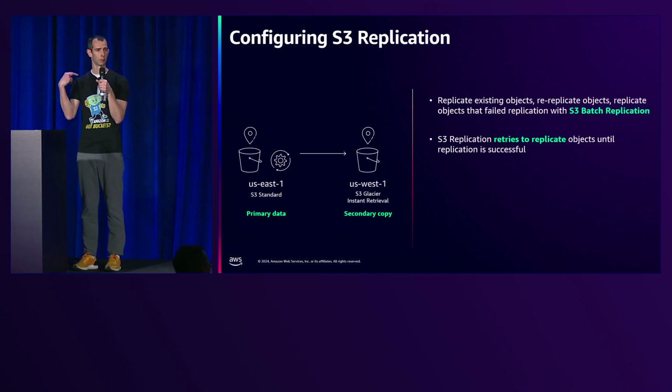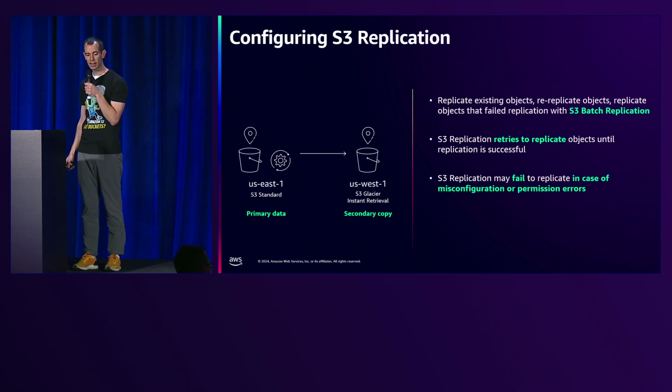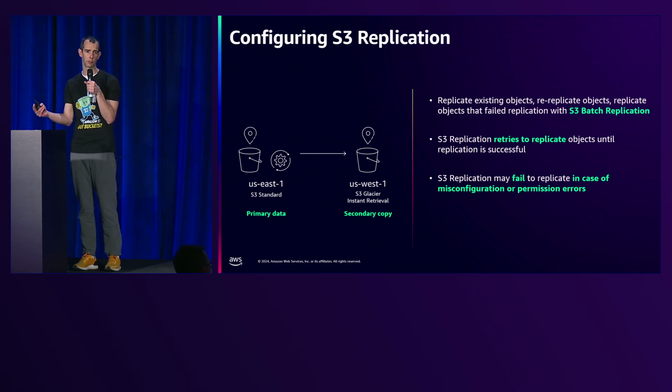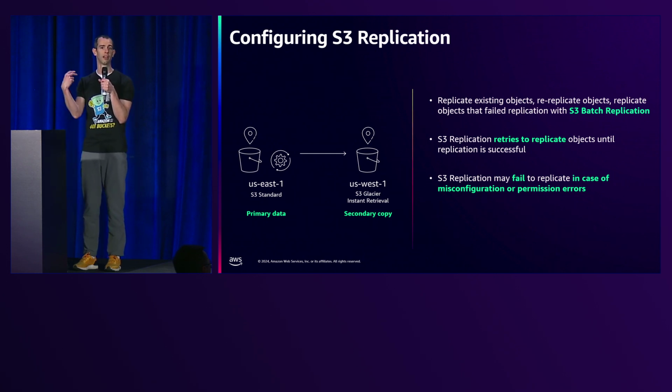Replication retries. It's a persistent system. It's got a number of checks and balances in it, so it's going to replicate everything if the permissions are correct, and it'll keep trying until it succeeds. And then lastly, in the case of a misconfiguration or permission error, that will be a terminal failure. That will be something that's permanent until you use batch replication or copying it in place, for example, to re-trigger replication.